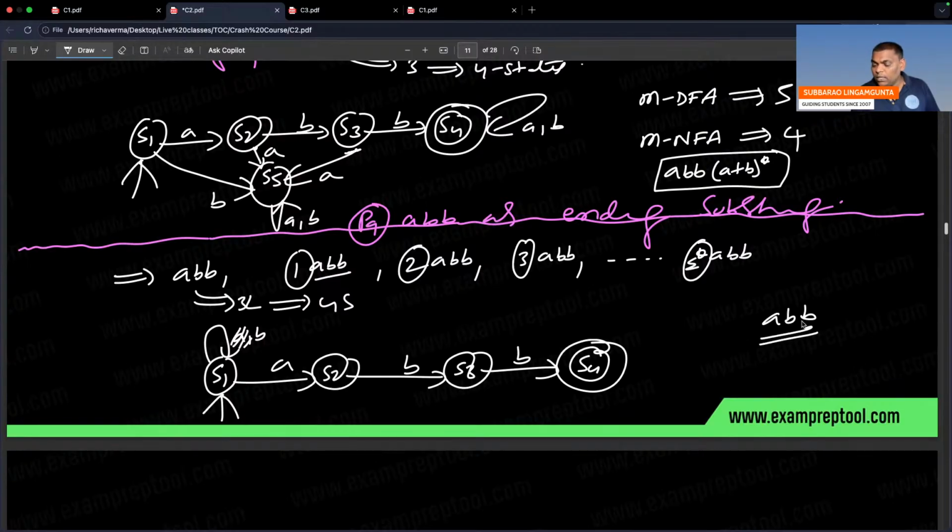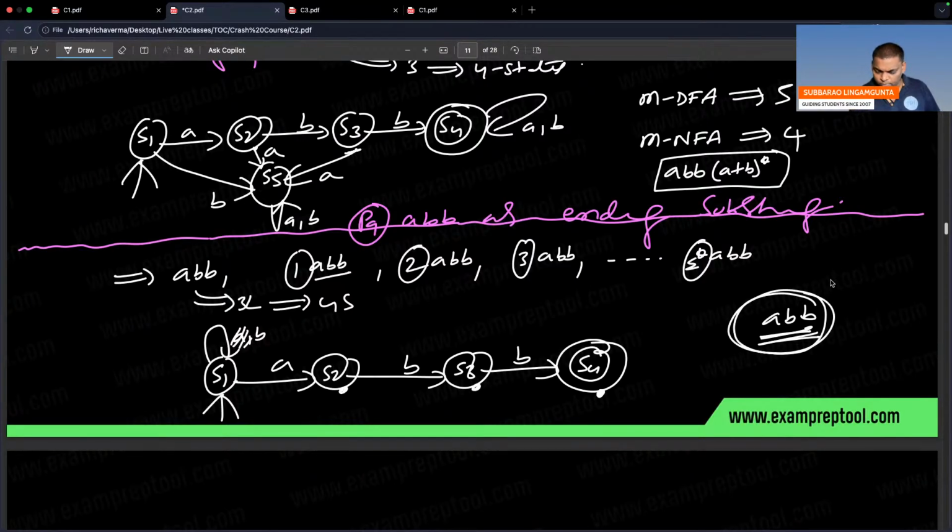After ABB, I am in the final state. Carefully, after ABB, I am in the final state. After A, I am in the S2 state. After AB, I am in the S3 state. After ABB, I am in the S4 state. Remember, ABB over means I am in S4. Suppose after ABB nothing comes, I am in S4 only. And one more, S4 is final because it ends with ABB.